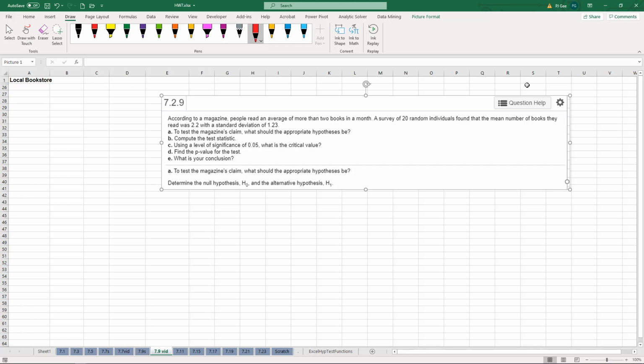Okay, so it's creating a hypothesis that it's going to run against. It creates almost a straw man, the null hypothesis here, about the books read, and that's the mean, we're going to do mean here. So the mean is less than or equal to 2, and the alternate hypothesis, either H1 or HA, is that the population mean is greater than 2.